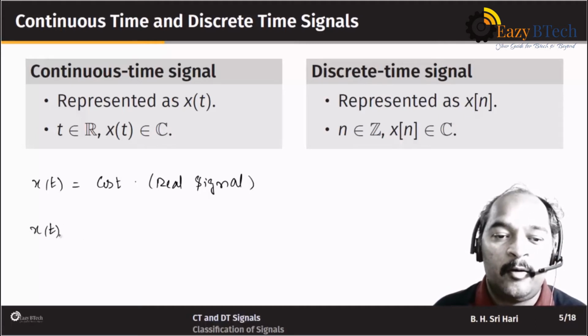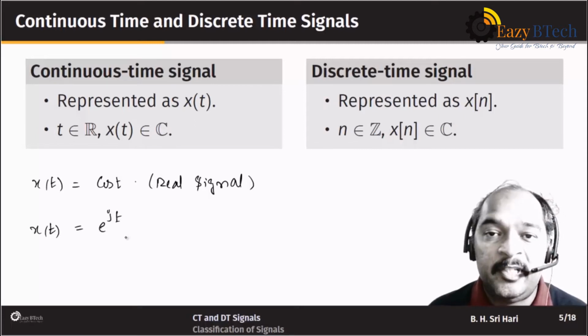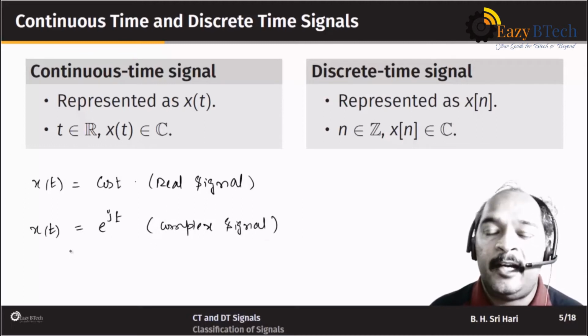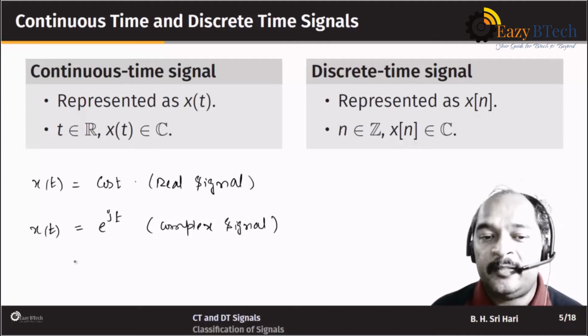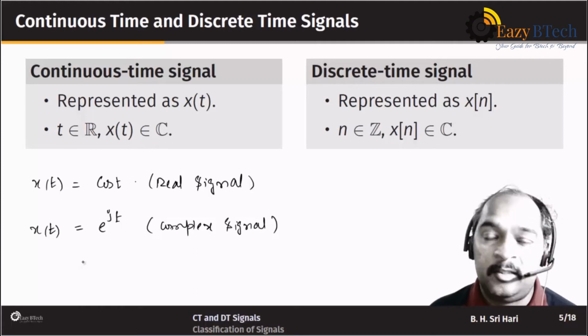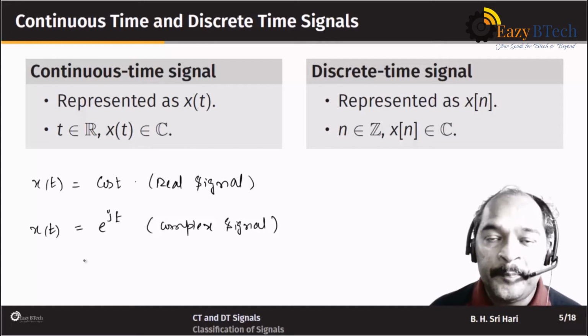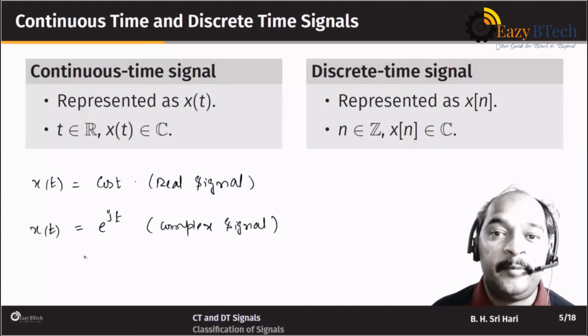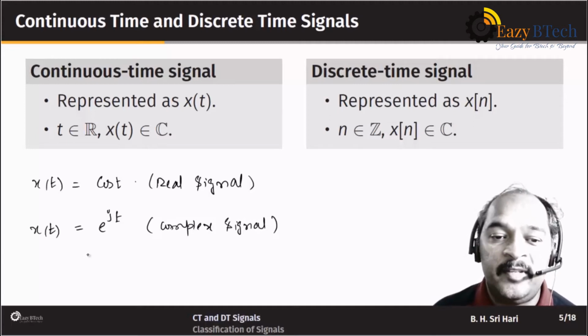Similarly, I can have a signal x of t equal to e power jt. Note that e power jt is a complex function, so this is a complex signal. The amplitude of the signal is complex, and hence we call it a complex signal. Keep in mind that a signal is always the amplitude, not time. The amplitude can be complex, but time, the independent variable, is always a real number.